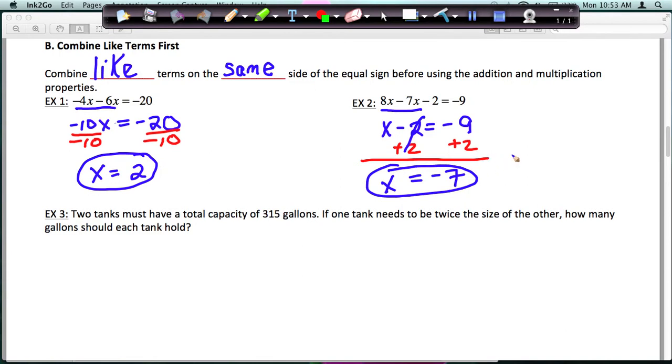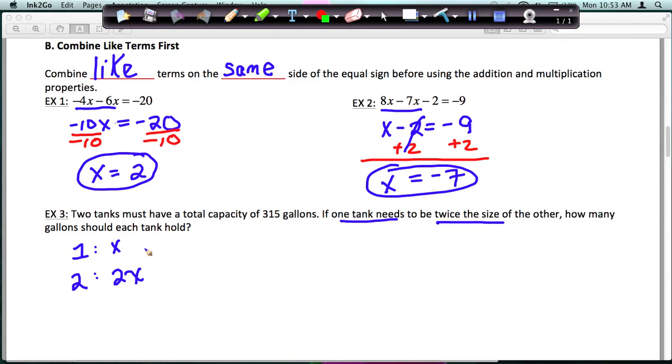Okay, so let's set up this word problem. It says 2 tanks must have a total capacity of 315 gallons. If one tank needs to be twice the size of the other, how many gallons should each tank hold? So this is going back to a translation. One tank is twice the size of the other. That means if the first tank, let's say, is x, the second one needs to be twice that. And remember, twice means multiply by 2, so it would be 2x. So I've kind of defined what my two variables are.